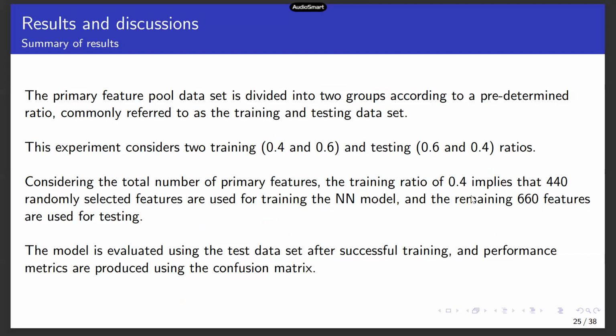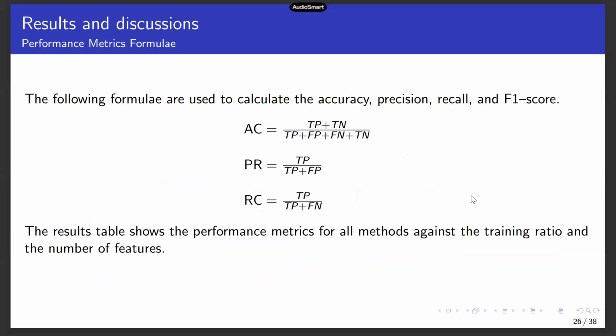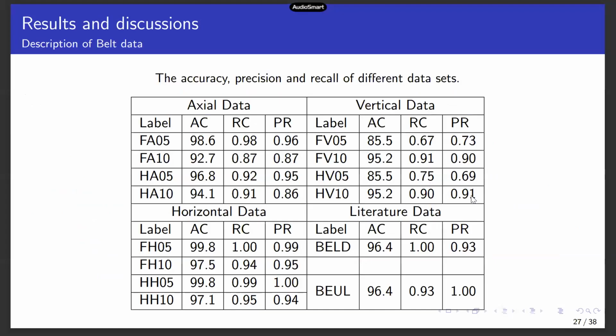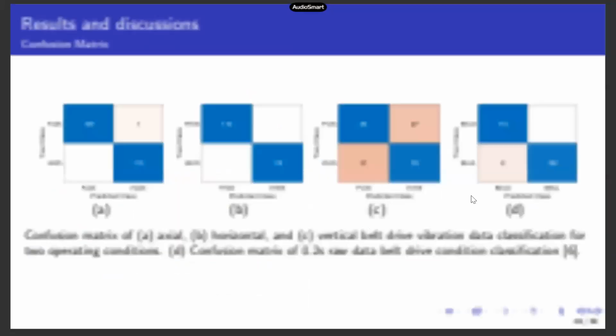The model is evaluated using the test data set after successful training. The performance metrics are produced using the confusion matrix. The following formulas are used to calculate accuracy, precision, recall, and F1 scores. The table shows results for three conditions: axial data, vertical data, and horizontal data, and the validation literature data, which also implies about 96.4% compared to our 99.6%.